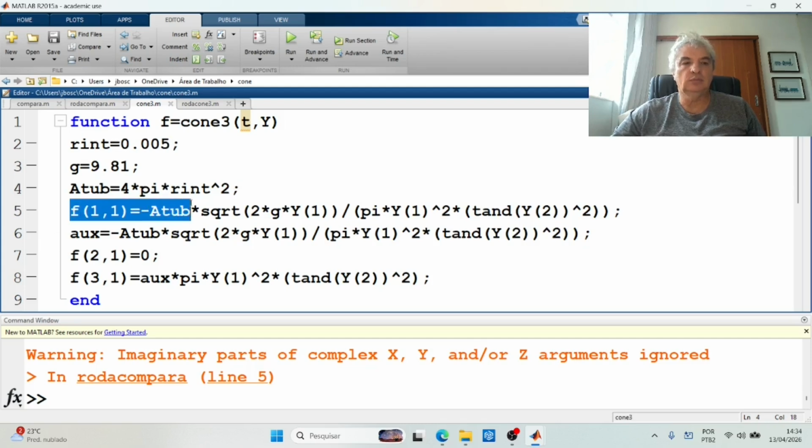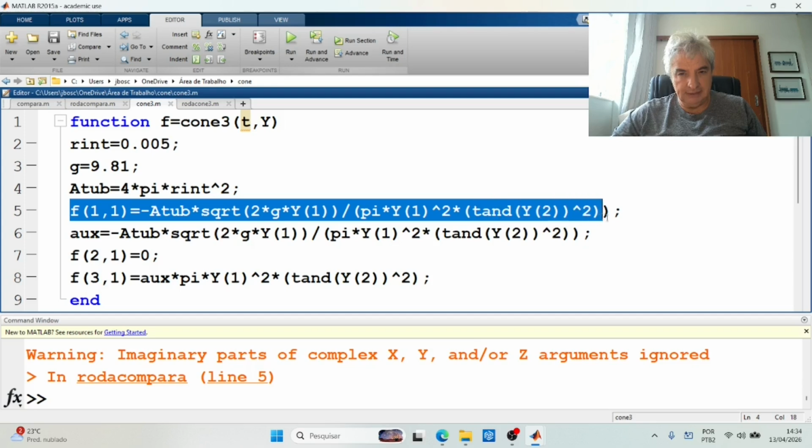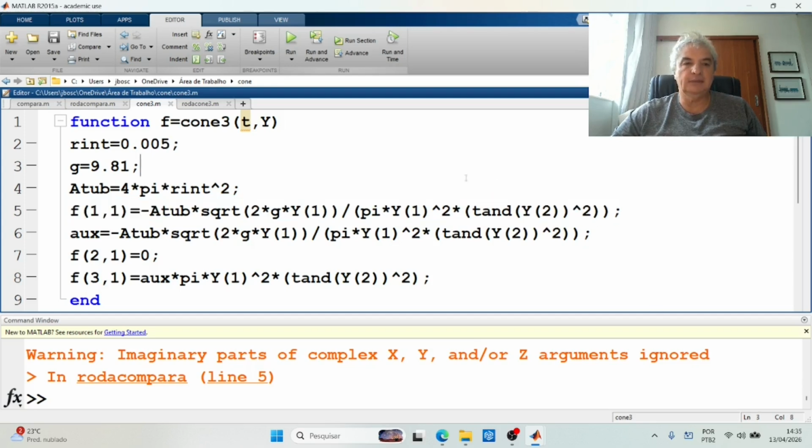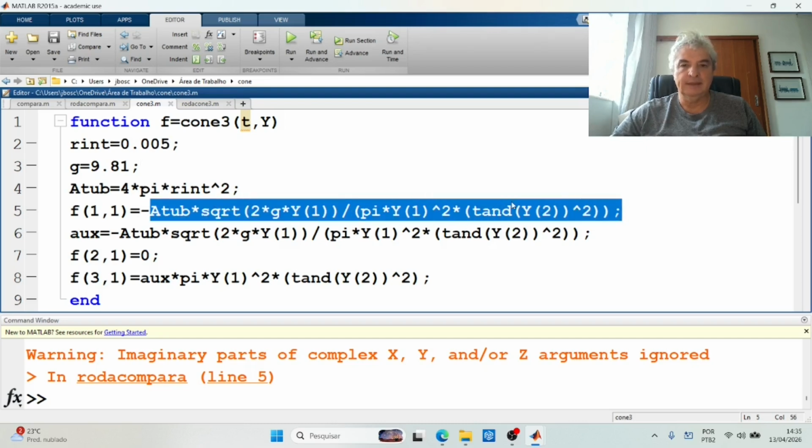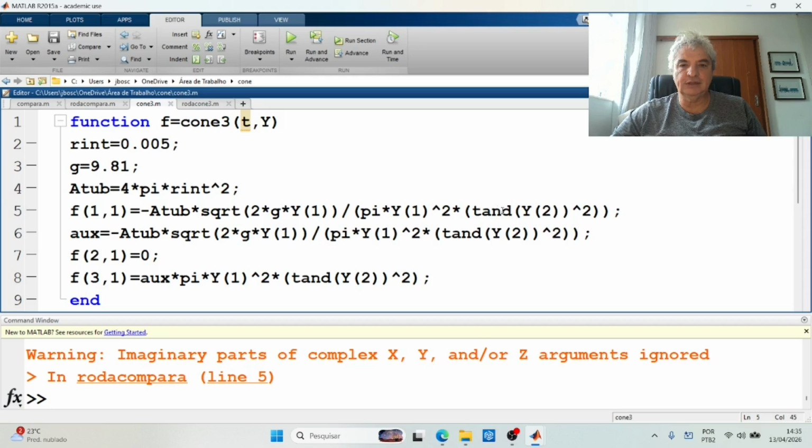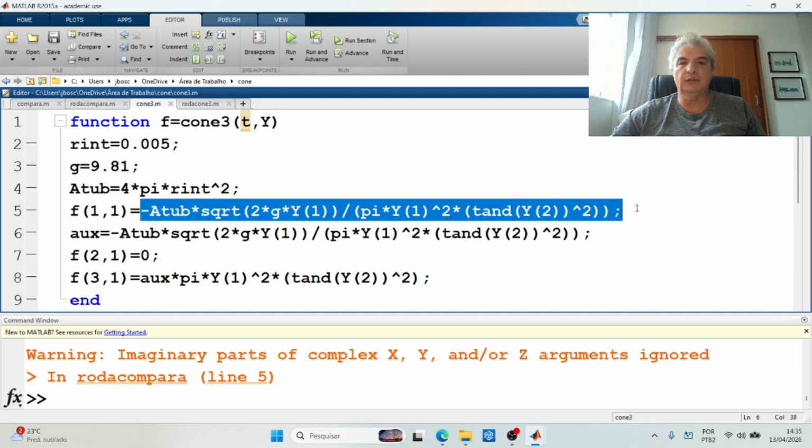This is the equation here, the equation dH/dt of our modeling, with the tangent, because this tangent here is in degrees. Here is the same auxiliary function. This auxiliary is the same function as this one, for us to plug into the equation of the leak.